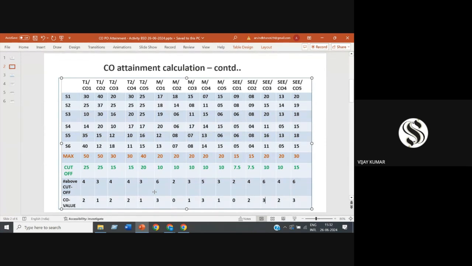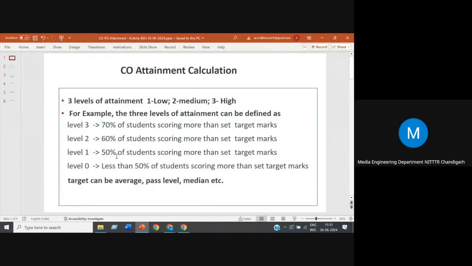Sir, a small submission, sir. Yes, please. Sir, regarding the previous slide, the CO attainment calculation: there is no statement called equal to, equivalent or greater than 60. That should be justified, no, sir? Yes, for 50%, you can consider equal to and greater than. Okay. Now the statement is clear. It will be very good, sir.